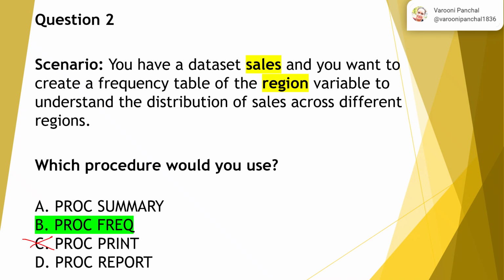Proc report is also a sophisticated kind of procedure where you will have more options than in proc print. So you will have advanced features when you try to report those variables, when you try to present those data sets in terms of tables, listings and figures. So this is not the right answer. So the correct answer is option B, proc freq is used to create a frequency table of region, right?